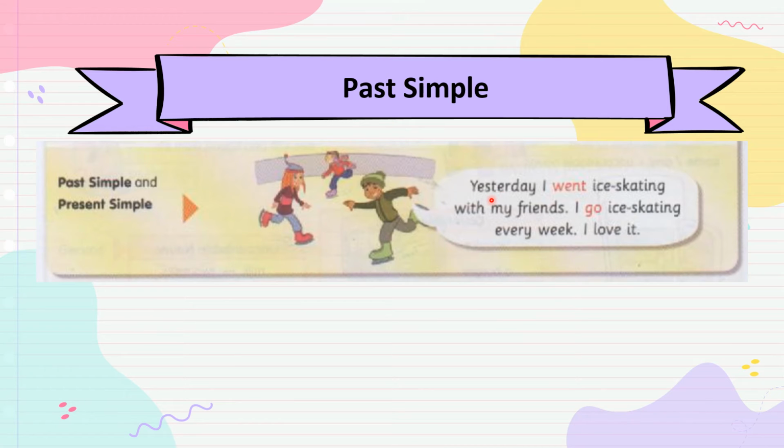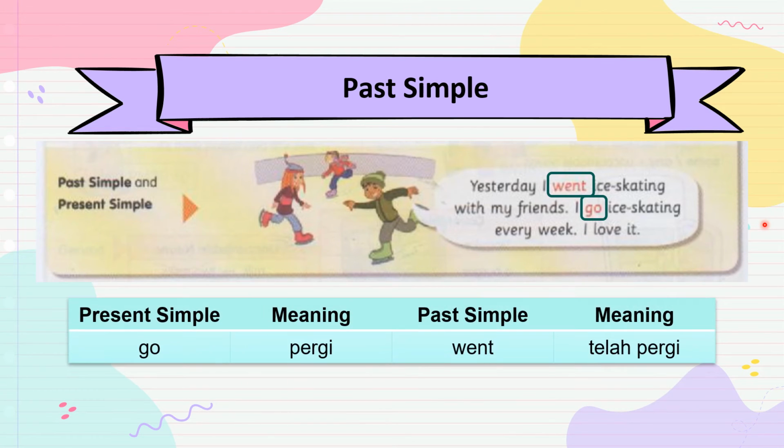Yesterday, benda dah berlaku. Semalam. So, I went ice skating. Okay, benda yang dia selalu buat, yang sekarang dia buat pun dia boleh cakap, okay, today I go ice skating. Every week I go ice skating. So, dia guna word go. Went. Okay, I hope you understand. This is the explanation. Go, pergi. Went, telah pergi.